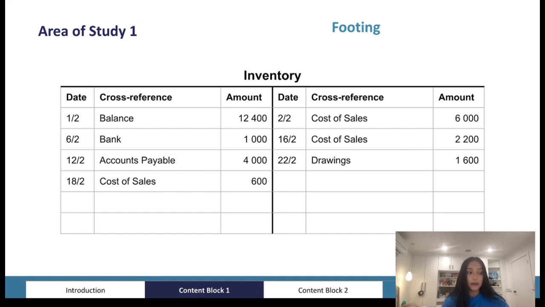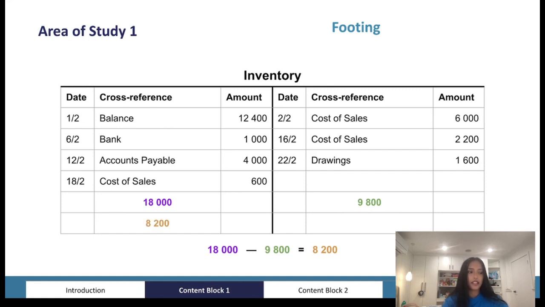So here's an example of a completed general ledger account from the end of a reporting period. First we'll total the debit side, or the left side, and this debit total comes to $18,000. Next we'll total the right side, which is the credit side, and the credit total comes to $9,800. The next step is we subtract the smaller total from the larger total. The smaller total is $9,800, which is the credit total, and the larger total is $18,000, which is the debit total. So we'll do $18,000 minus $9,800, which gives us $8,200.